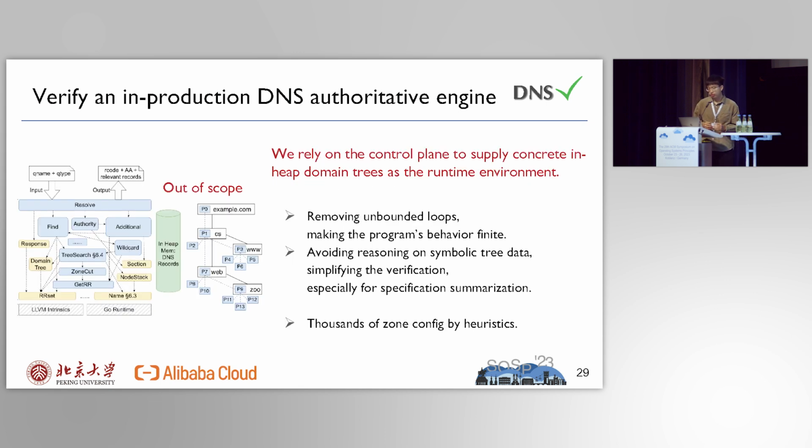It is also worth mentioning that we rely on the control plane to supply a concrete in-heap domain tree as the runtime environment. The concrete domain tree removes unbounded loops, making the entire program behavior finite. It also avoids the reasoning of symbolic tree data structures, which simplifies the verification, especially for the specification summarization. To get the concrete domain trees, we generate thousands of zone files based on heuristics.